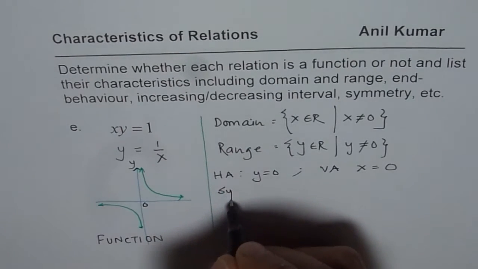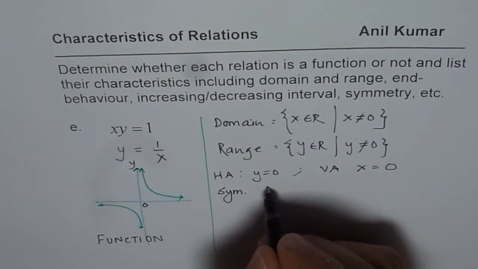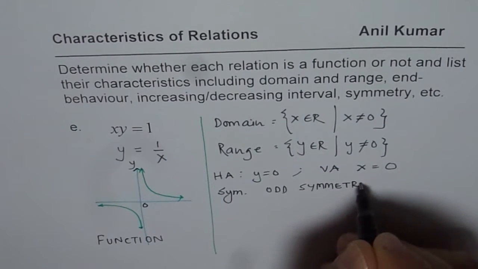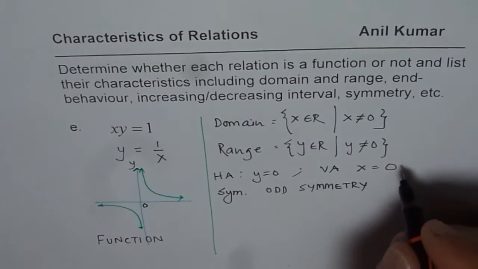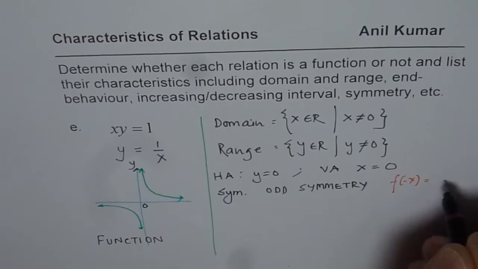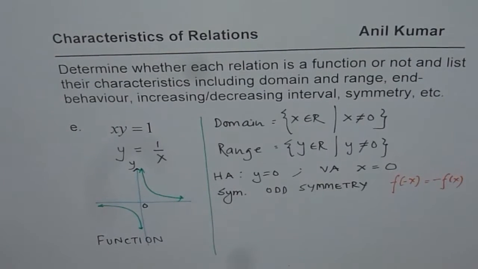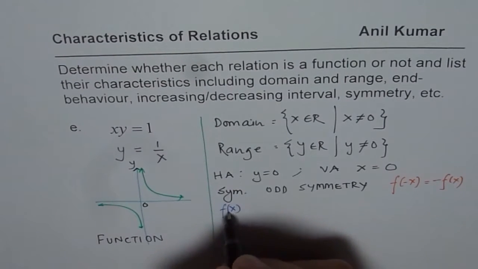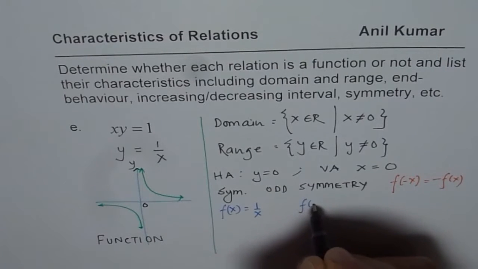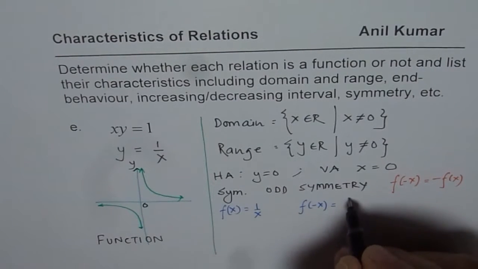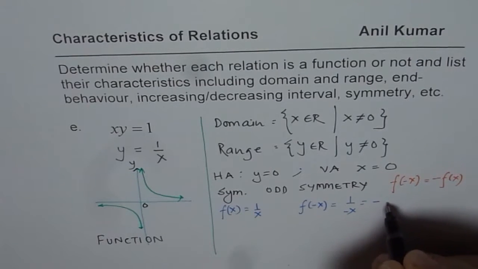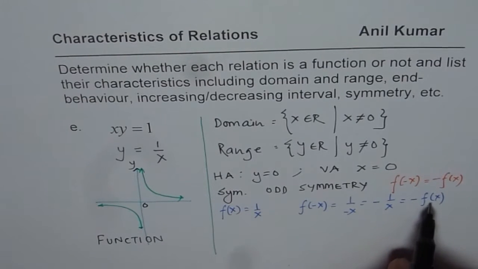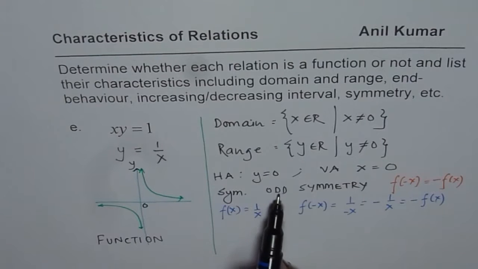As far as symmetry is concerned, we know it has odd symmetry. Now let me explain what is odd symmetry. Odd symmetry is when f of minus x is equal to minus of f of x, right? So we can actually algebraically prove it. f of x is 1 over x. f of minus x will be equal to, we have to replace x with minus x, and that gives us minus of 1 over x or minus of f of x. So you see f of minus x is minus of f of x, and therefore it has odd symmetry.